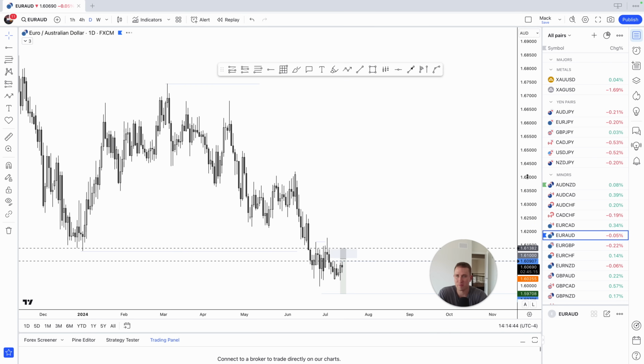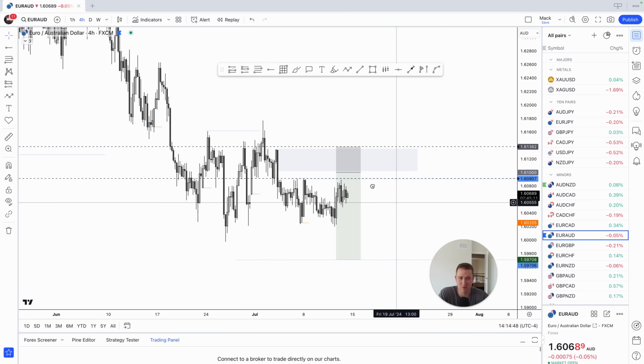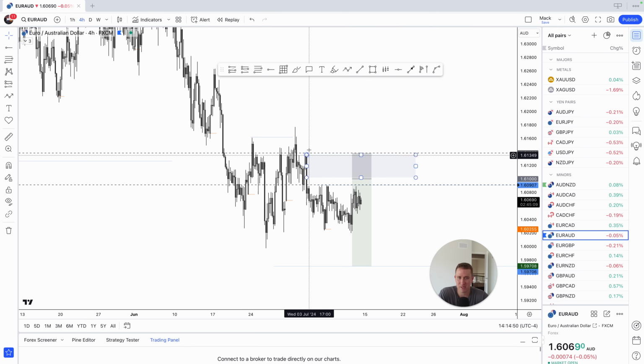EA is actually looking pretty nice in my opinion for shorts. I had a pending order on this today actually, but it didn't quite get hit. We have this nice high probable order block that swept quickly, causing a shift to the downside.